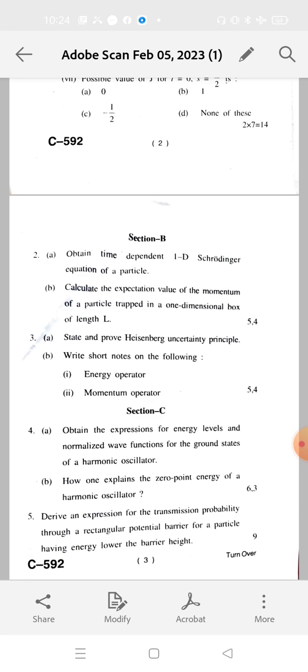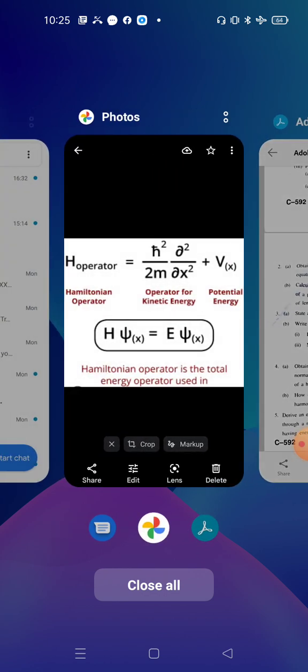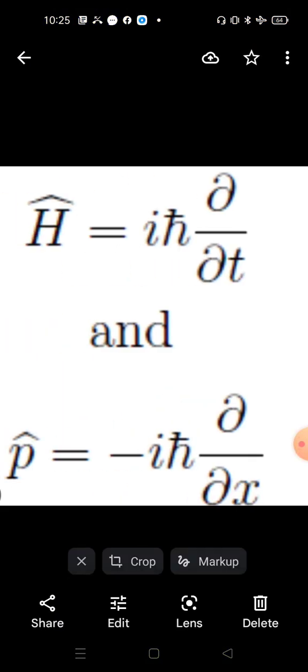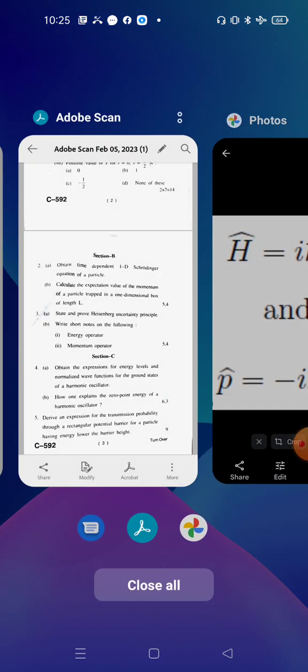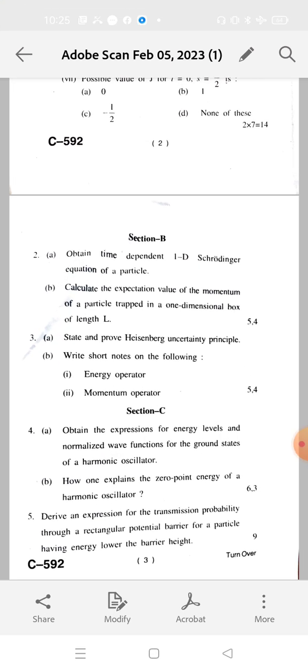It's B part. Write short notes on the following. Number 1 is energy operator. So what is energy operator? It is Hamiltonian operator basically, iota h cross curly upon curly t. And second one is momentum operator, minus iota h cross curly upon curly x. So we have to discuss these briefly also.